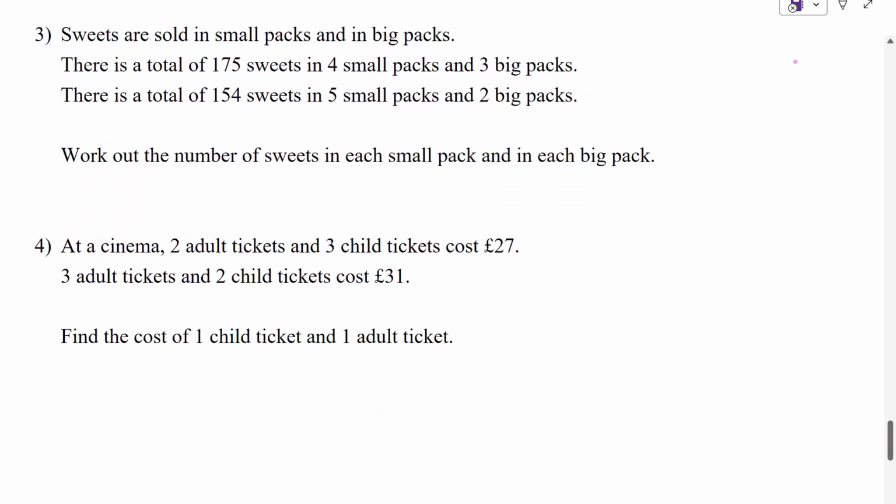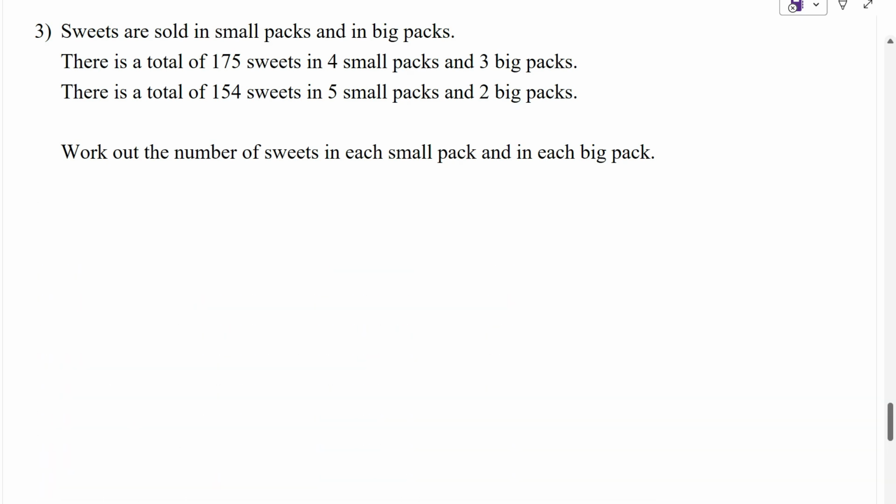Okay, so now here we've got some worded questions, but in these types of questions we need to create the actual equation ourselves. Okay, so let's have a look. So sweets are sold in small packs and in big packs. There is a total of 175 sweets in 4 small packs and 3 big packs. There is also a total of 154 sweets in 5 small packs and 2 big packs. Work out the number of sweets in each small and big pack.